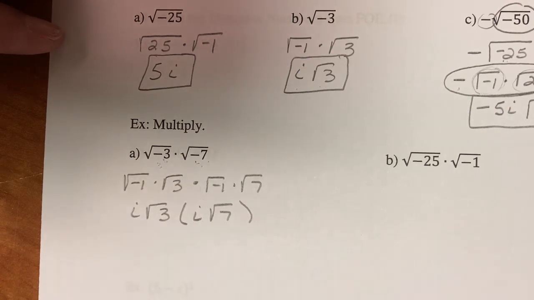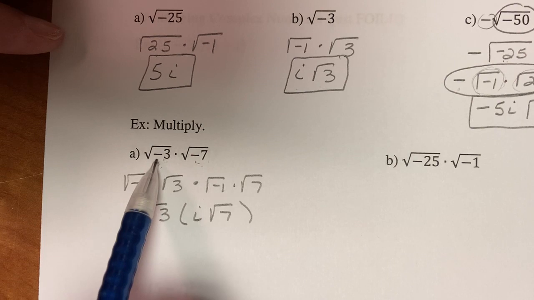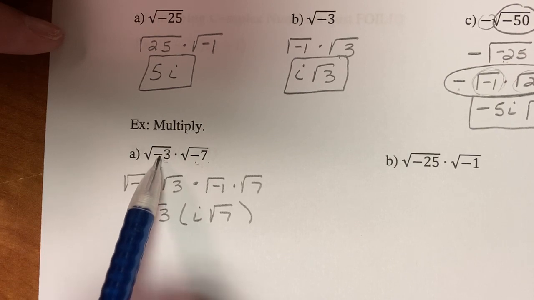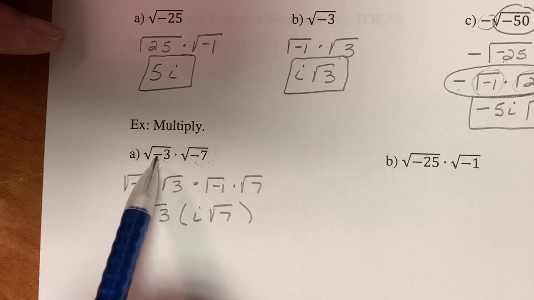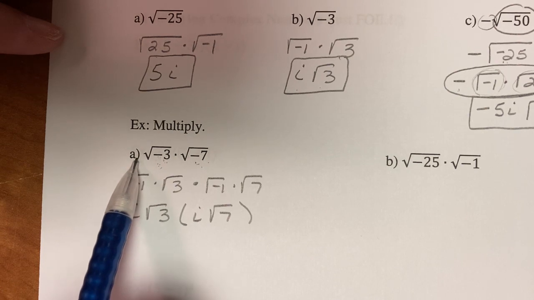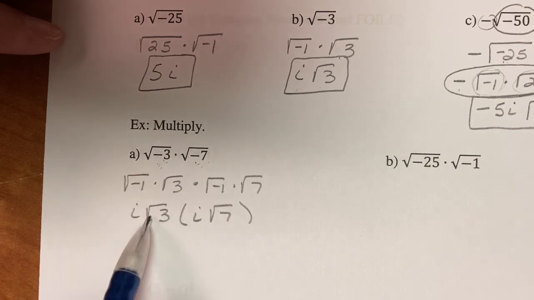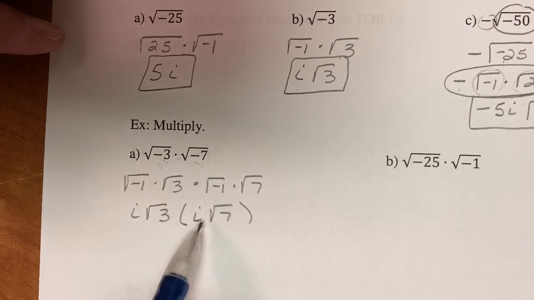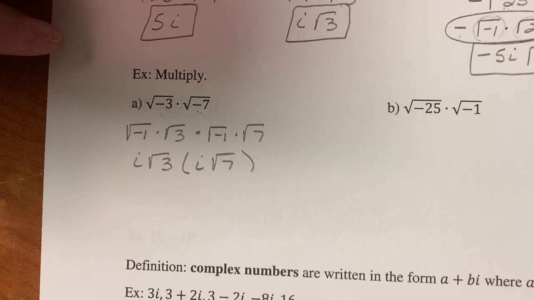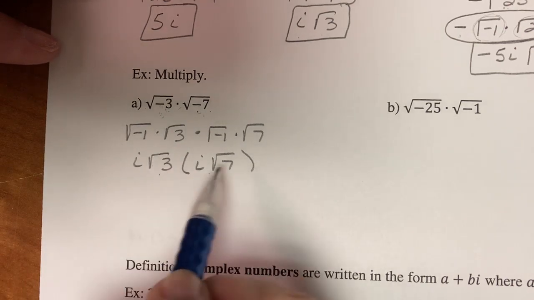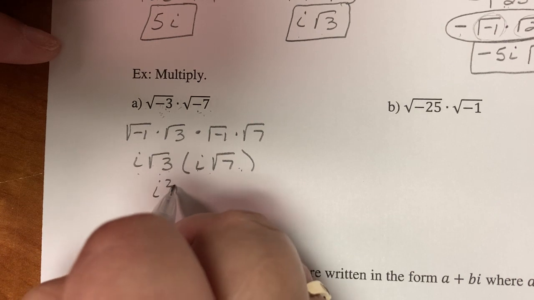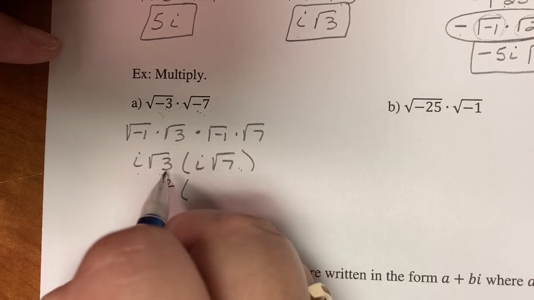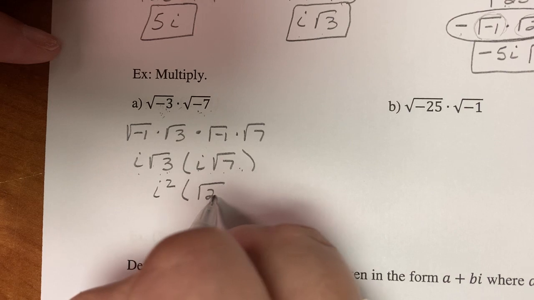Now, hopefully you're getting a little bit of a trick here. Whenever you have the square root of a negative number, the negative can just simply come out of the radical as an i. Because what you're really doing is you're taking the square root of negative 1 out, and it becomes an i in front. So see, this is i root 3, and this is i root 7. That's a little bit of a shortcut here. So now we can multiply these together, though. So i times i is i squared, and root 3 times root 7 is root 21.